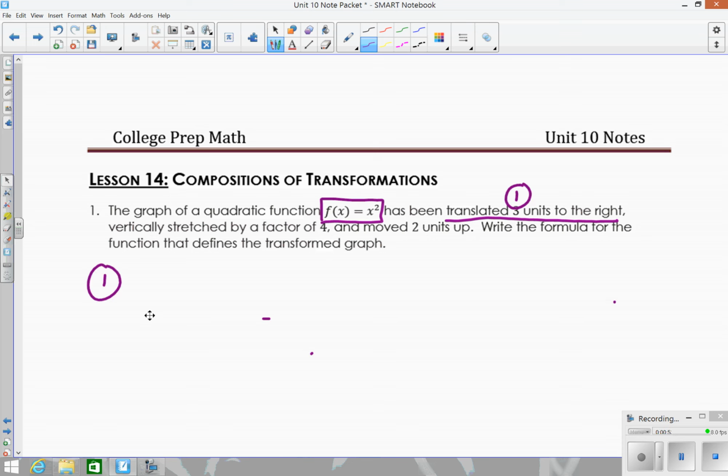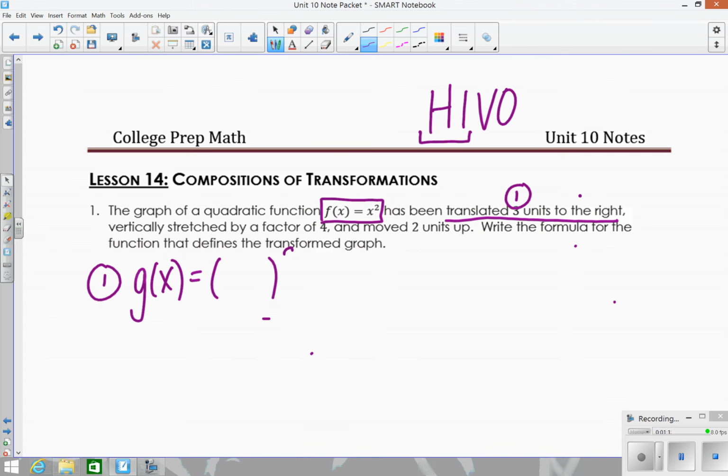And basically what I'm going to do is instead of having my function f of x, I'm going to call it g of x. And if I'm translating 3 units to the right, remember HIVO, to the right is horizontal, so horizontal is going to go on the inside, and horizontal you always do the opposite. So if we're going to the right, it's going to be on the inside of the function, so it's (x - 3) quantity squared in this case, and we're going to actually end up subtracting 3 because we always do the opposite for horizontal movements. So that's the first part.